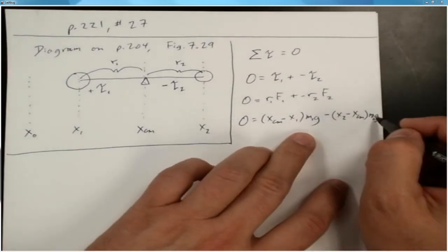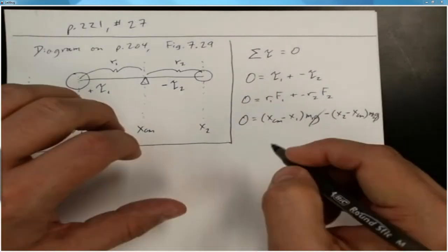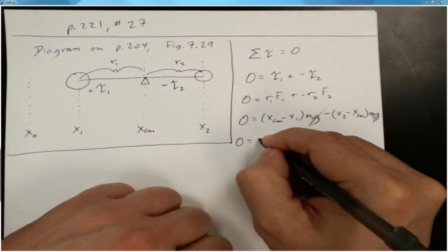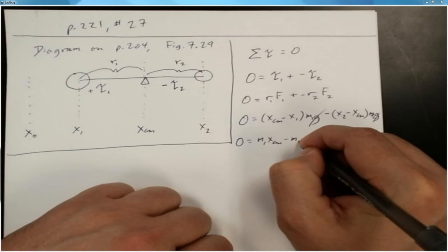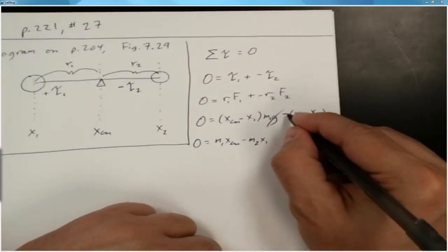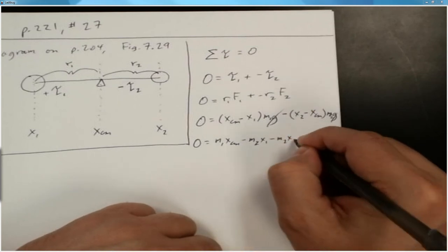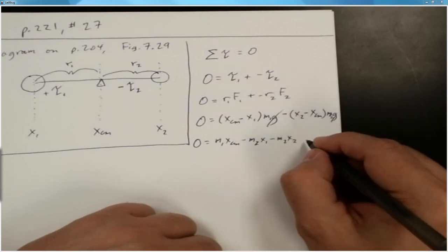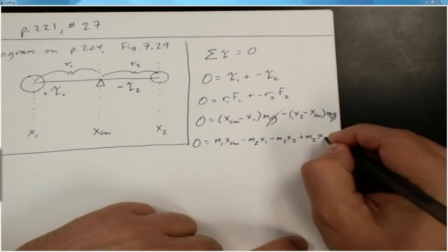I have g in both terms. If I divide everything by g, g will disappear, so I'm going to cross g out. I'm going to distribute the m's inside. So 0 is going to be m1 x sub cm minus m1 x sub 1. So the m gets distributed in and then the negative. So minus m2 x sub 2. The m gets distributed in, and then the negative. So this is going to become positive. Plus m2 x sub cm.